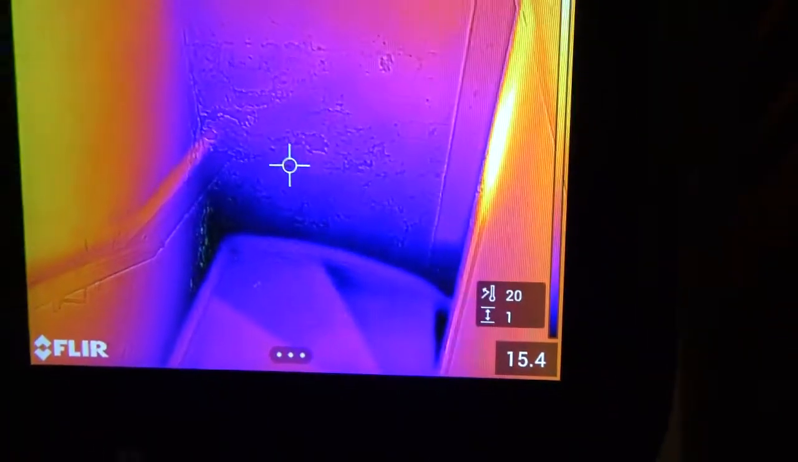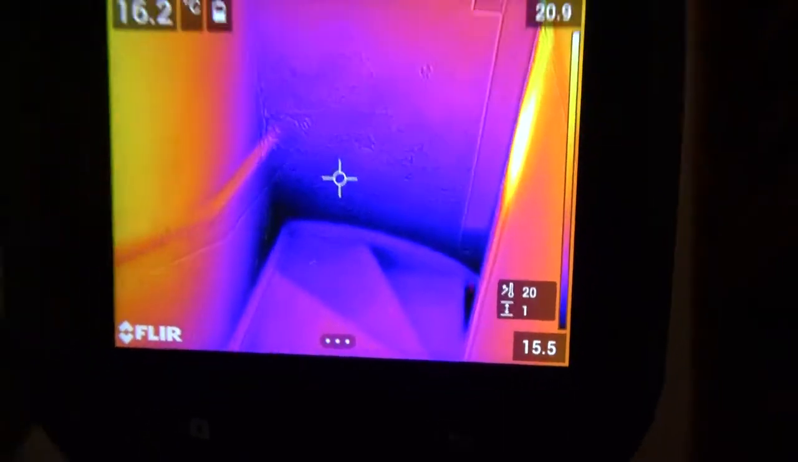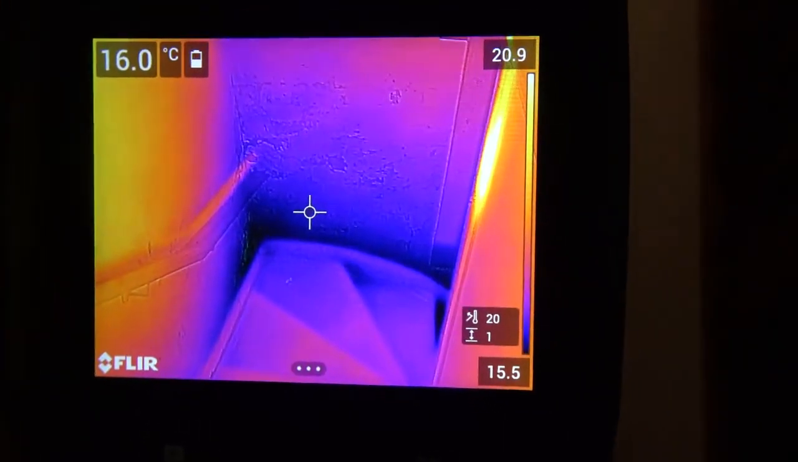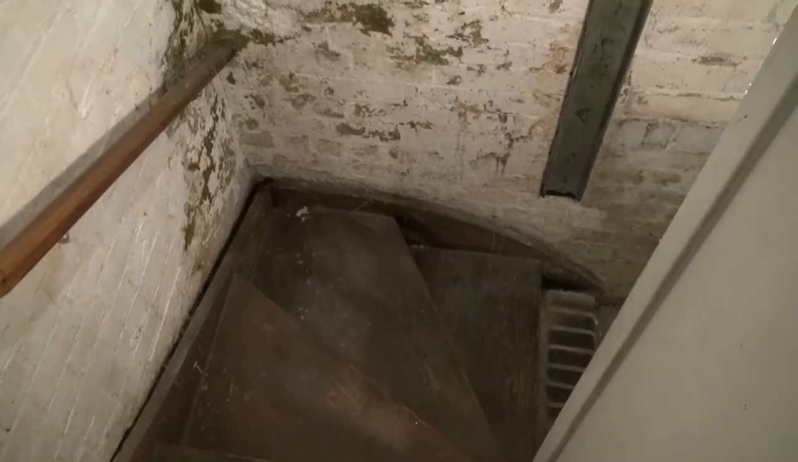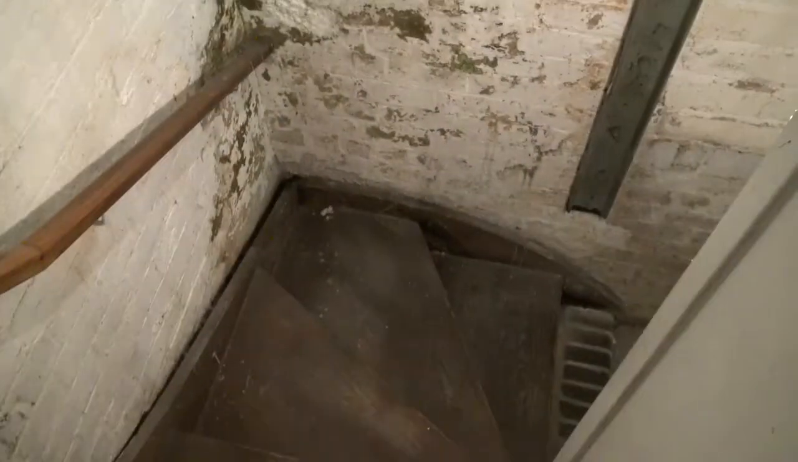Okay, we're looking at the thermal images of the steps here, and what you can see is they're a cold area, quite a distinct pattern really, and if you look at the pattern on the wall, it's a very similar pattern, and if you look down on the steps itself, the timber is actually wet. It's not very nice at all.